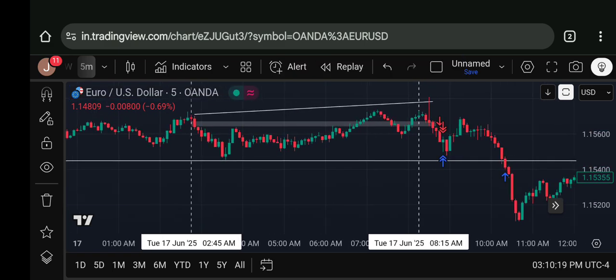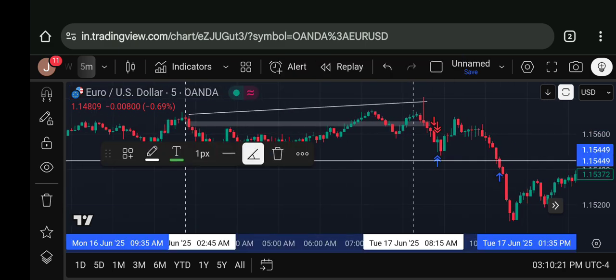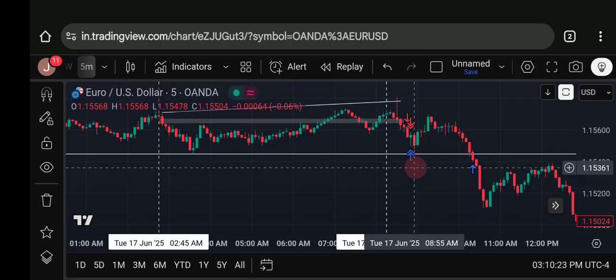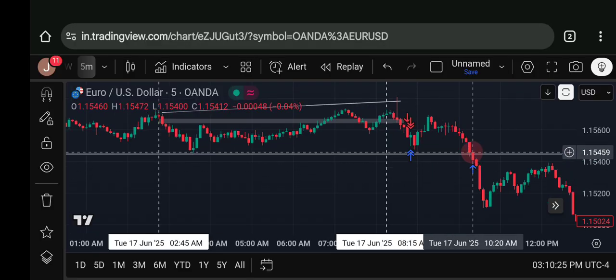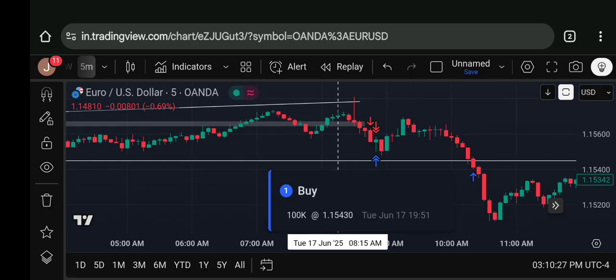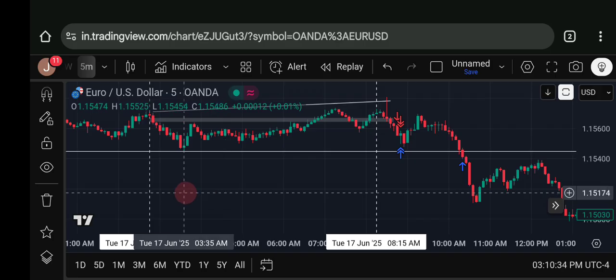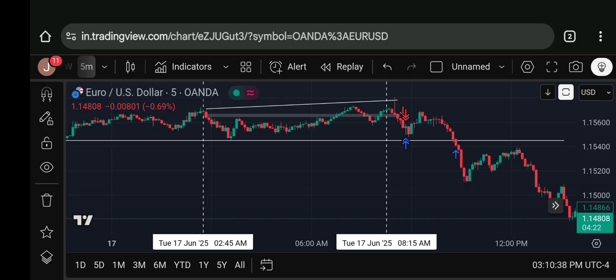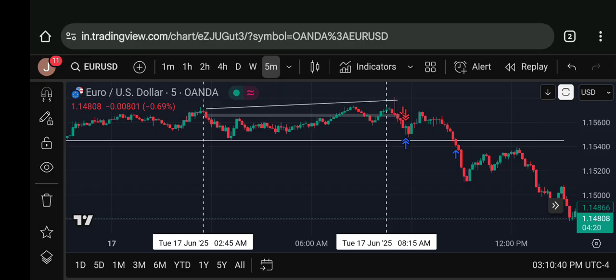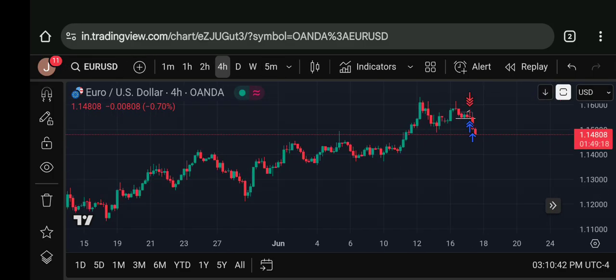and I sold it here at 1.15568, and my take profit was hit here guys. This was my drawn liquidity. On this candle we can see that 5430 was my target drawn liquidity, and then price hits my drawn liquidity. So finally my take profit is hit.